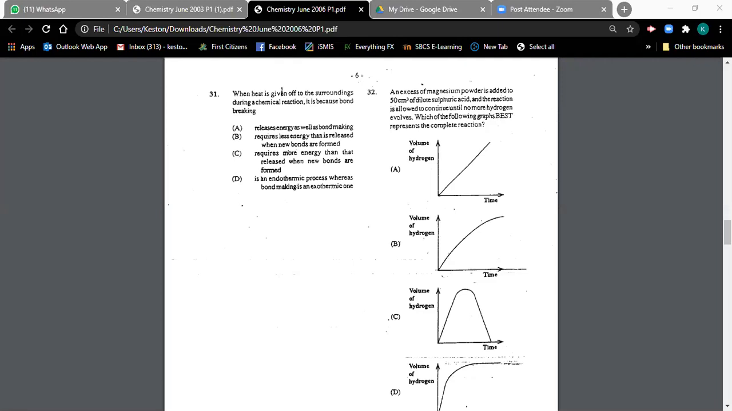Now it wouldn't level off, because leveling off means that you're still getting a particular volume of hydrogen gas being liberated. And that's not the case. Once all of this sulfuric acid is used up, then the reaction stops. There's no more reaction.